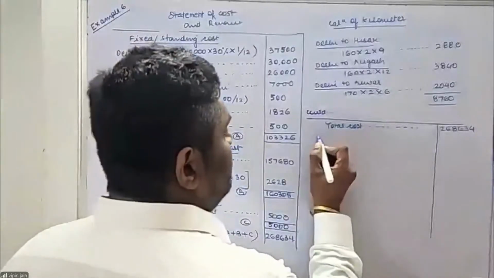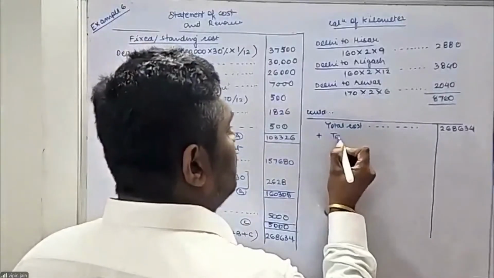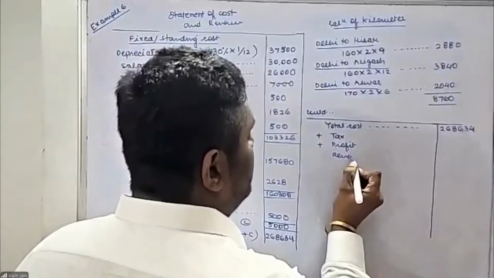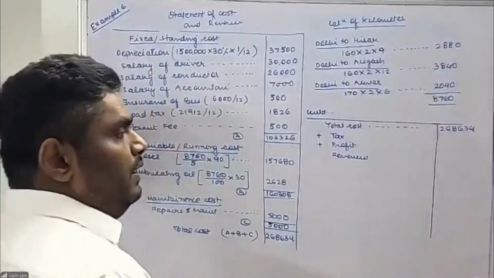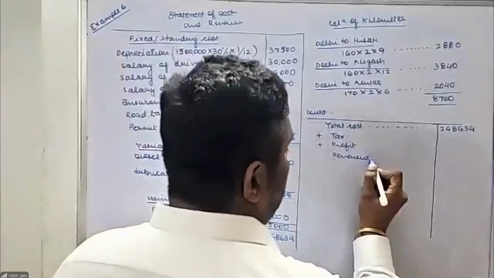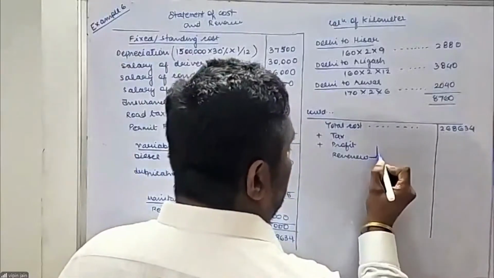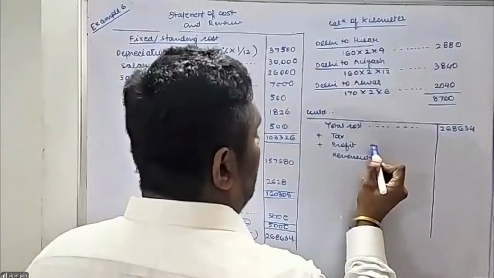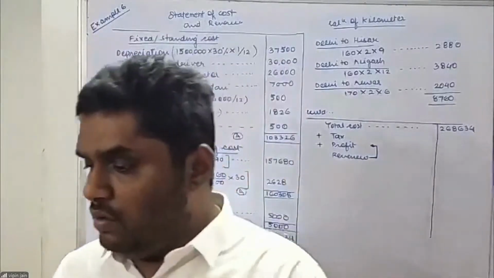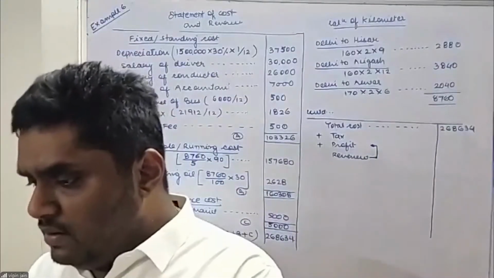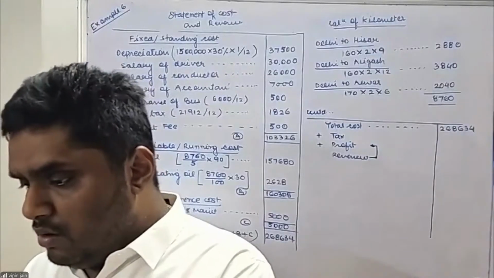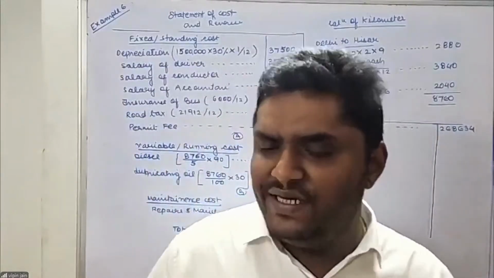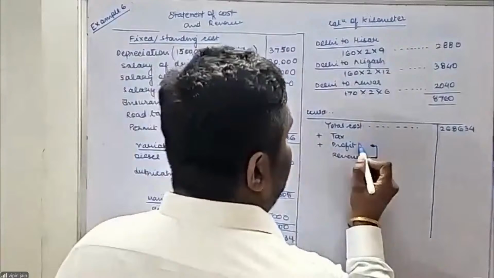See, in this total cost, we have to add tax, we have to add profit, then only we will get the total revenue. Now, see, of this revenue, 20% is the tax and 30% is the profit.